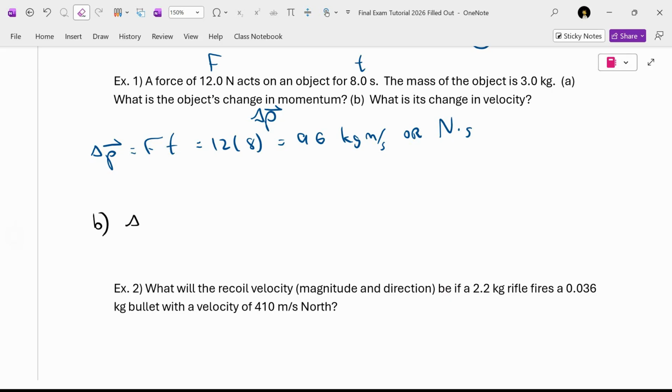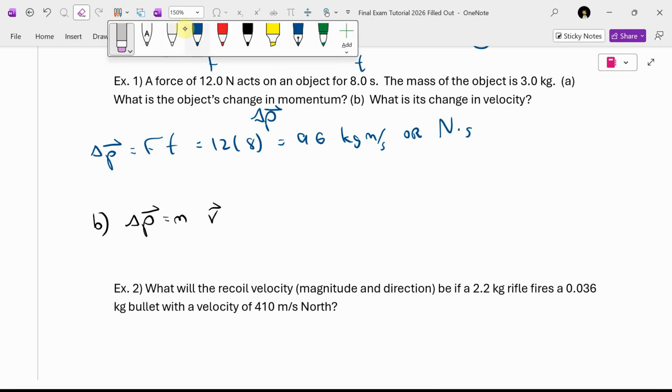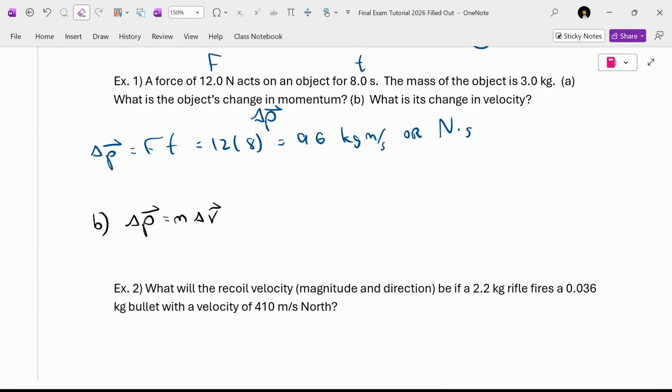Hey, that middle equation also said that change in momentum is m delta v. How would I get that? That's the change in velocity. Make it a delta. How would I get the delta v by itself? How would I move the m over? Yep. The change in velocity is going to be the impulse, the change in momentum, divided by the mass. It's going to be 96 divided by 3, which is, I should be at 32. Double check me.